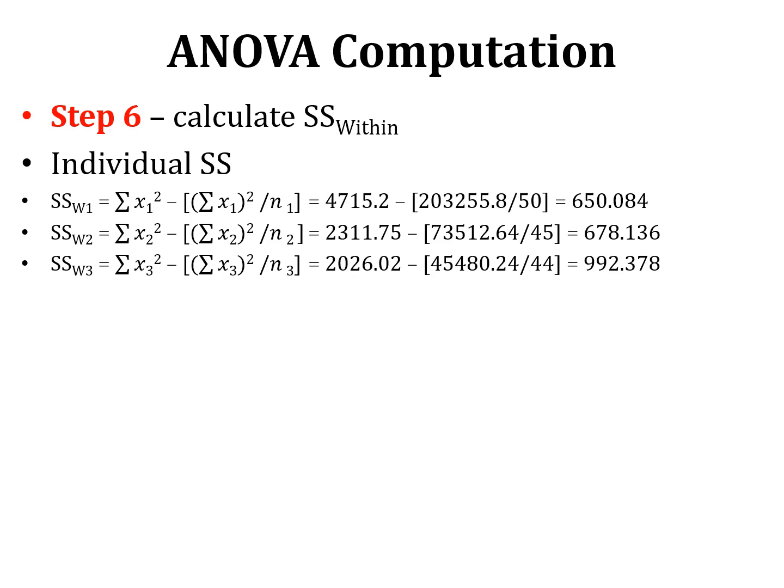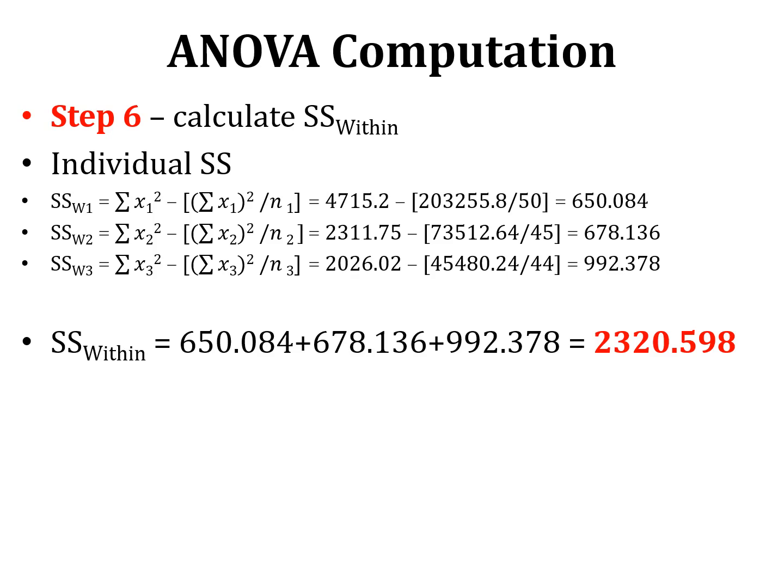Now remember the next step that we have. The next step is to take the sum of these individual sum of squares, and that will be our within sample sum of squares. So 650.084 plus 678.136 plus 992.378, and the answer is 2320.598. So this is the value of our sum of squares within.